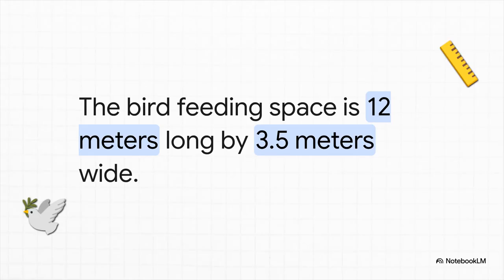Okay, next up, the birds. They need their own dedicated feeding area. So Noah sections off a new space for them. This one is 12 meters long by 3.5 meters wide. Let's run the formula again. And just like that, 12 multiplied by 3.5 gets us 42 square meters. You can almost see the Ark taking shape inside your head, right? One calculated area at a time.